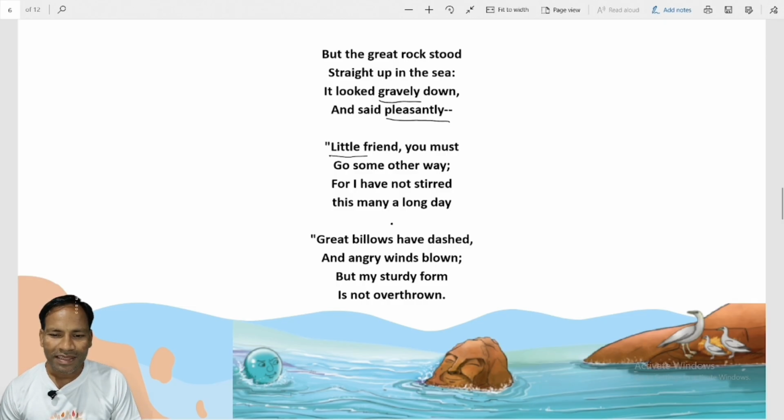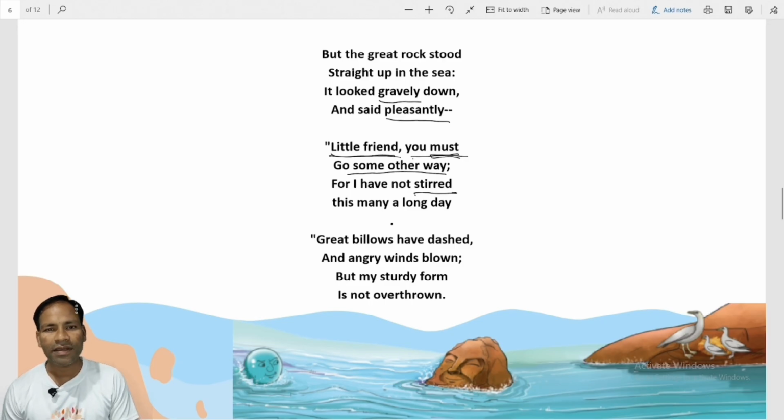See, Bubble called the rock clumsy, and rock is calling little friend. So this is the difference you will understand. You must, little friend, you must go some other way. तो रॉक बोल रहा है बबल को, you must go other way, you can go नहीं बोल रहा है, you must go, तुझे जाना ही पड़ेगा, right, some other way. For I have not stirred, because यहाँ से मुझे कोई हिला नहीं सका है.